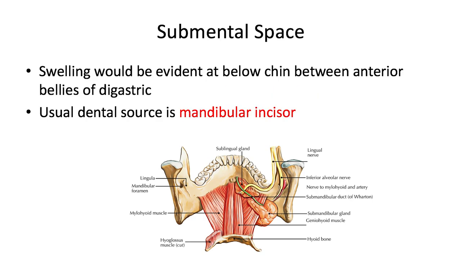Lastly, we have the submental space. This would be evident at the chin, below the chin, between the anterior bellies of the digastric. That's where the submental triangle is. The usual dental source for this one is a mandibular incisor. This one would be a longer-rooted mandibular incisor.